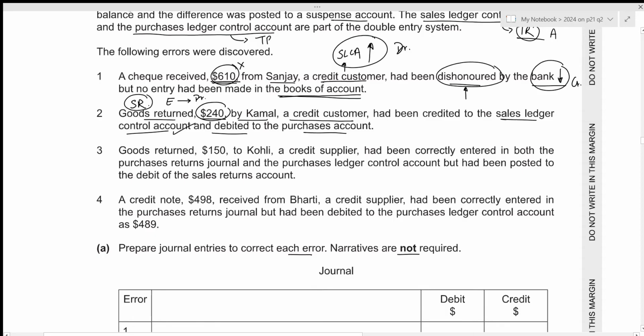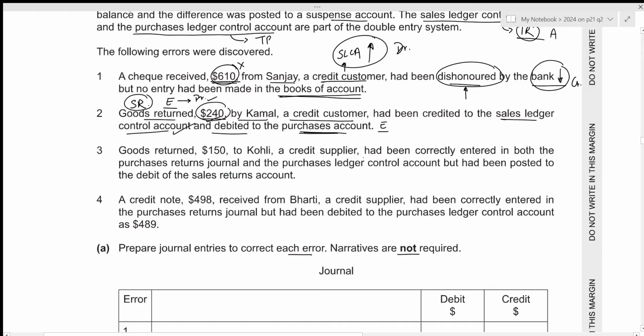But in this case, instead of debiting sales returns, we debited the purchases account. Purchase is also an expense. So the error we are considering here is the error of commission. We recorded the correct amount 240 on the correct side, which is the debit side, within the correct class, which is expenses, but we included it under the wrong heading.